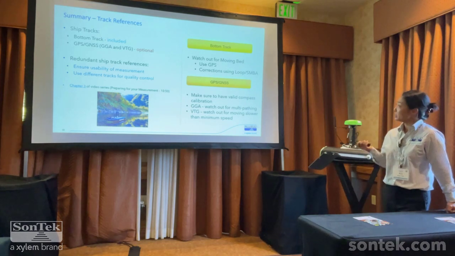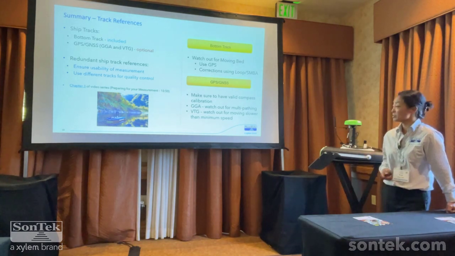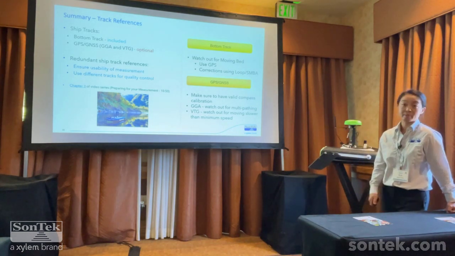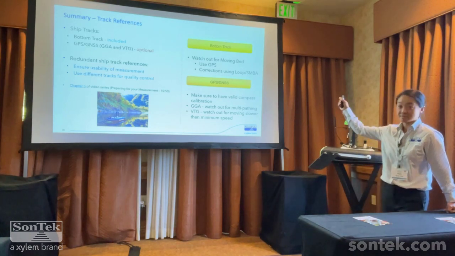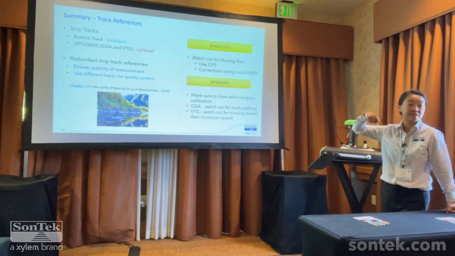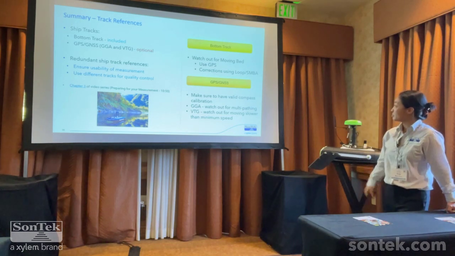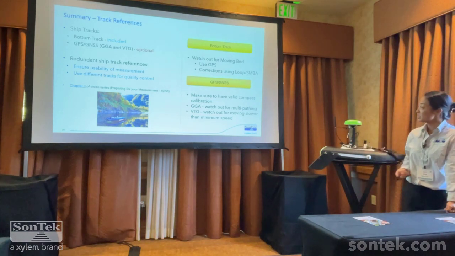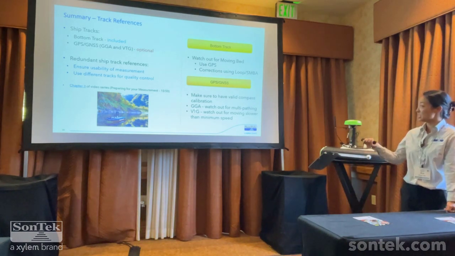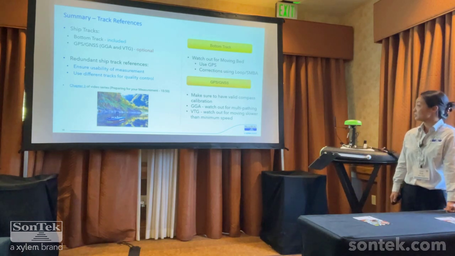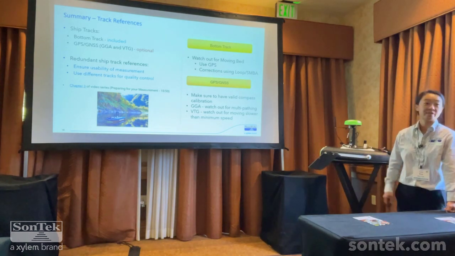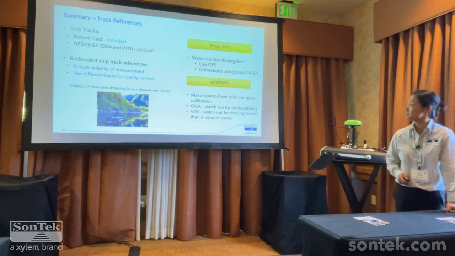So again, just a reminder, for bottom track, watch out for moving bed. If you do have a moving bed, use GPS, or you can use corrections using a loop or a stationary moving bed test. These topics, if you want to learn more, are in that video series as well, or just come find us during this week. If you do use a GPS option, make sure that you have a valid compass calibration. If you use GGA, watch out for multipathing. If you use VTG, watch out for moving slower than that minimum speed that I mentioned.